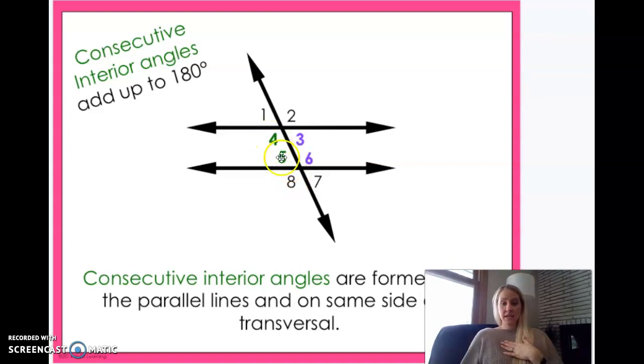So consecutive interior angles are formed inside the parallel lines, and they are on the same side of the transversal. And they are not congruent, but they do add up to 180 degrees. So these two form 180 degrees, or what would be a straight line, which makes sense, right? And then same thing on this side. So inside the parallel lines on the same side of the transversal, these two are consecutive interior angles. Angle 3 plus angle 6 will equal 180 degrees.